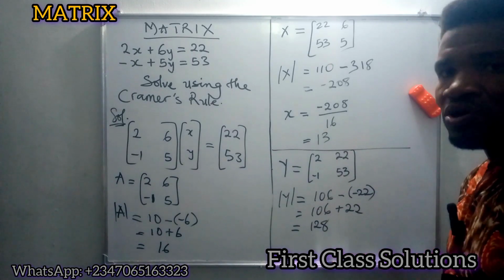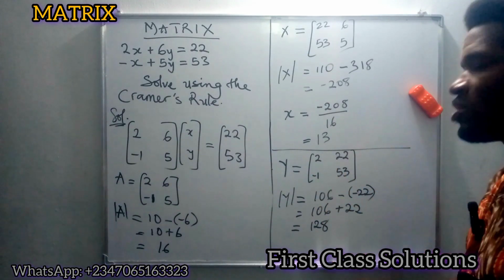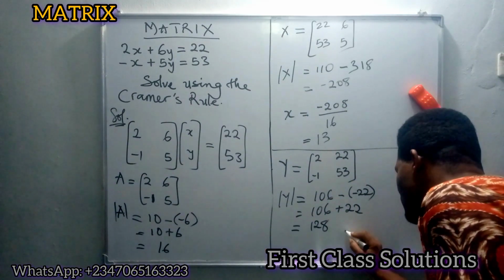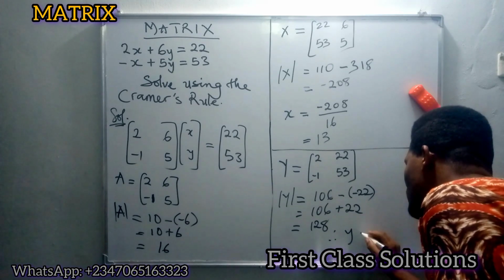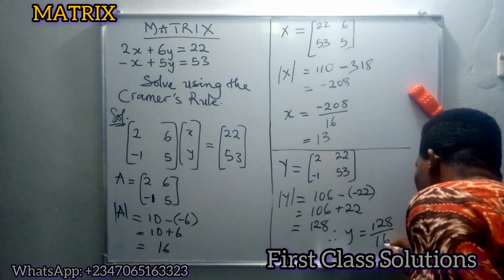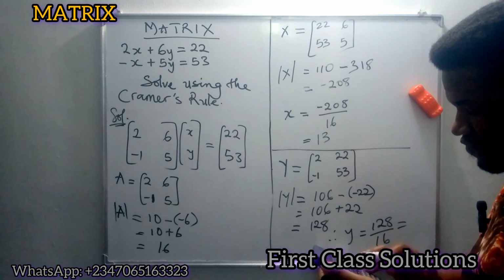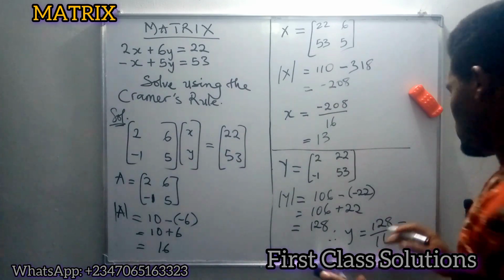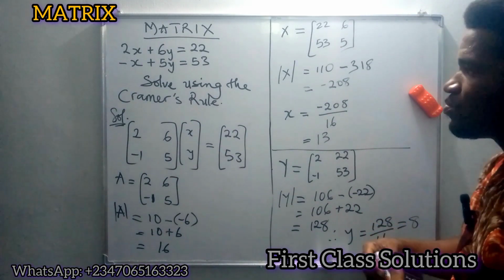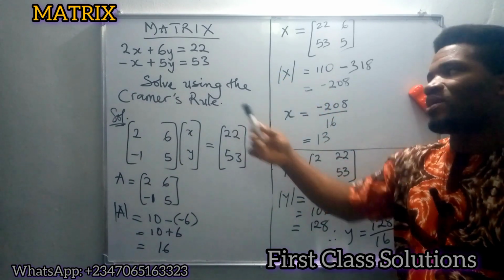But we are looking for y, not just the determinant of the y matrix. So to get y, according to Cramer's rule, we just need to do 128 over 16. So our y is equal to 128 over 16, which is equal to 8. Our y is equal to 8. So these are the ways of solving this kind of problem using Cramer's rule.